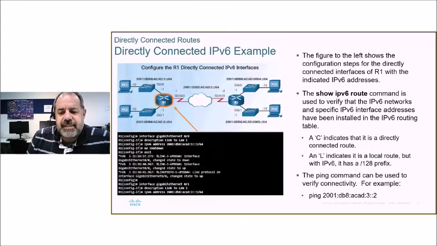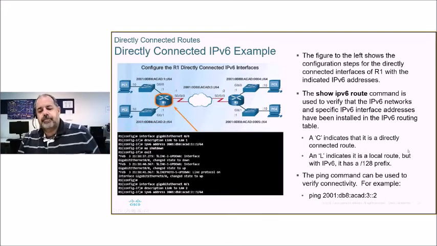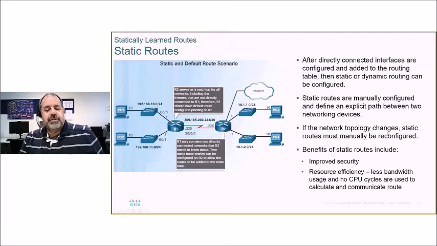Now in IPv6, again, very similar, but of course the addressing is different. You still get your C and L entries, and it's not showing as a table, bugger.